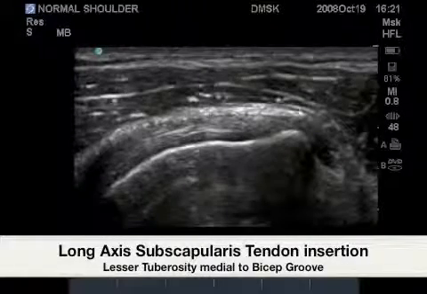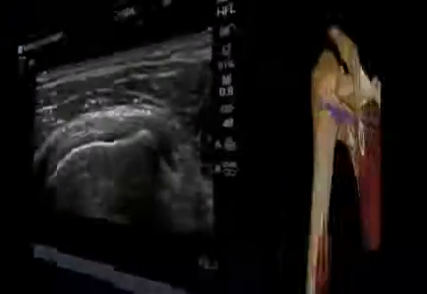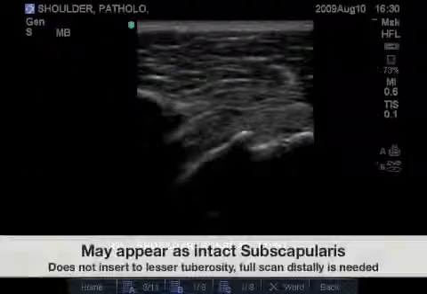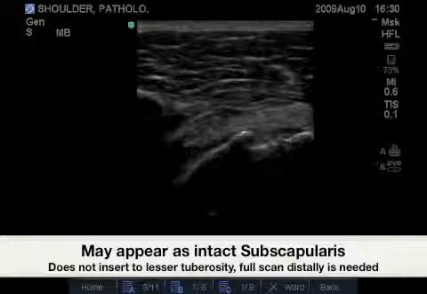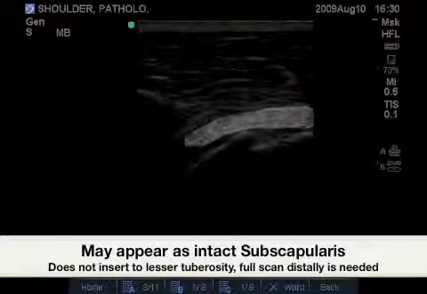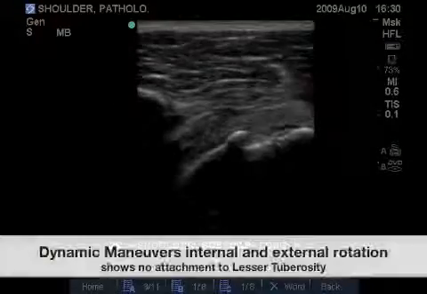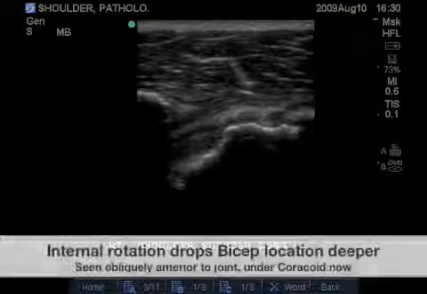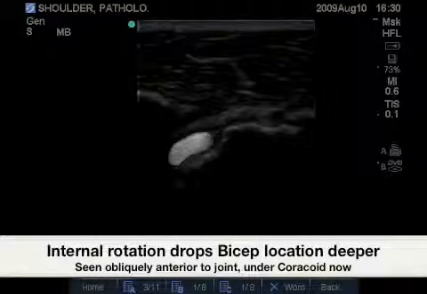Again, when pathology presents itself, we must rely heavily on our bony landmarks, as the tendons may not be normally situated. Here we have an oblique bicep tendon on the left, also the coracoid process. Internal and external rotation of the humerus will show the anterior humeral head, where we have our bicep tendon resting.